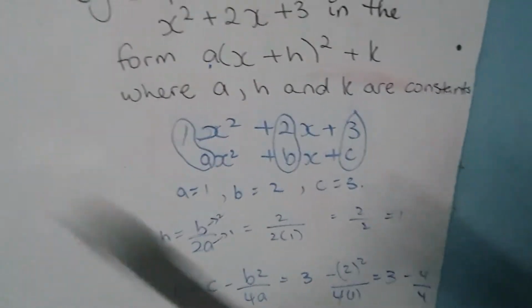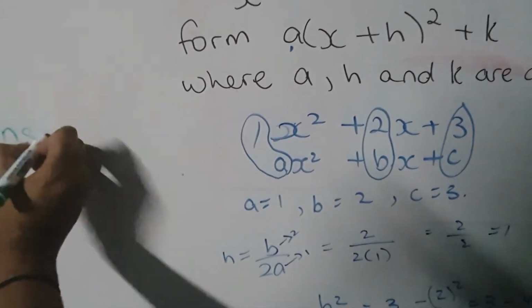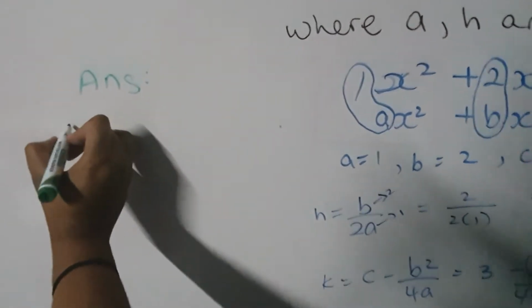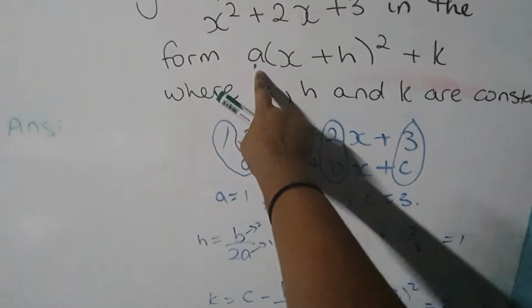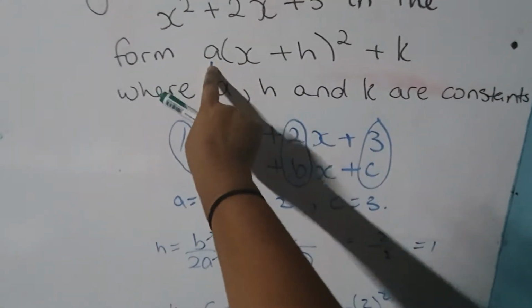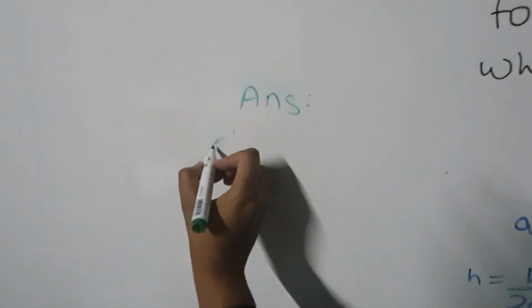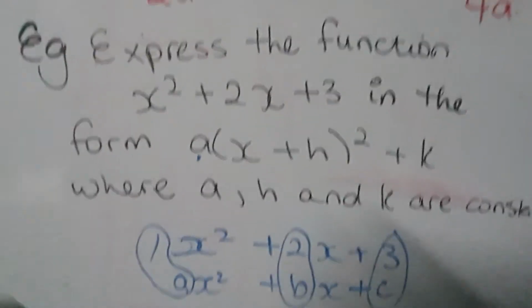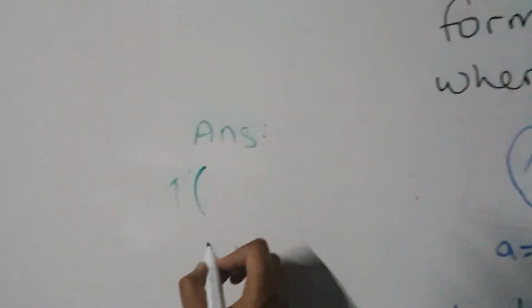So I'm going to write my answer line here. Remember we wanted it like this. The answer line has to look like this, right? So we're going to start with A. A is 1, so I'm going to put a 1 here. Then after A, we had to have an open bracket, x. So I'm going to put that.